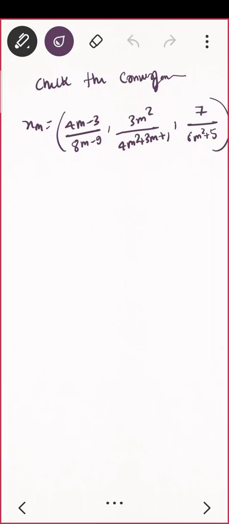To check whether this sequence is convergent, what you have to check? You have to check this is convergent, this is convergent, this is convergent. So how do you check the convergence of this? And where does this converge to? That means you need to find the limit as m tending to infinity of (4m minus 3) upon (8m minus 9). Can you tell me how to solve this?